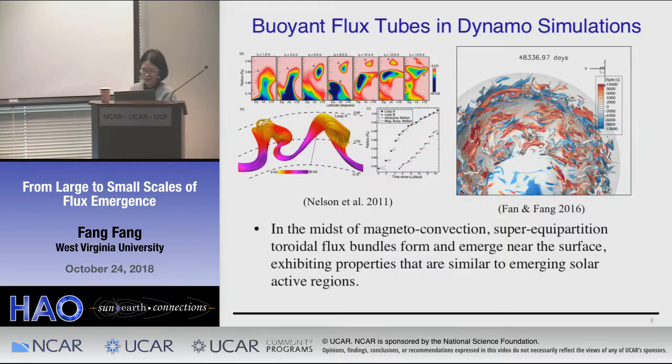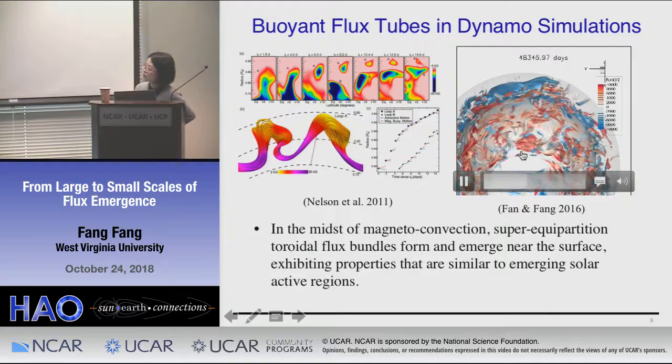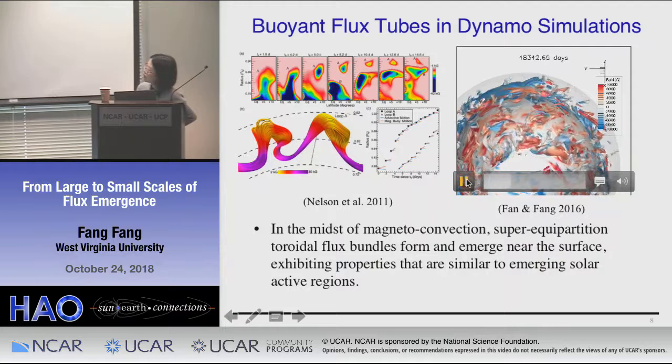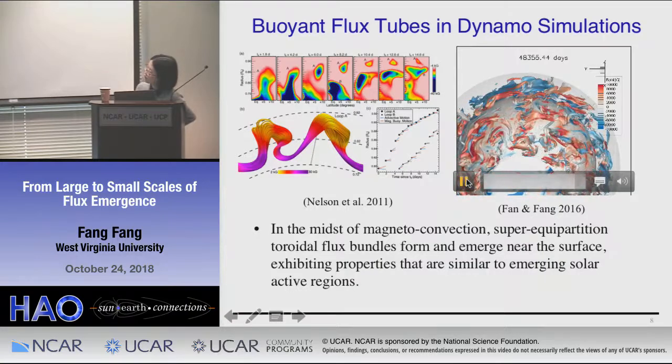Besides that, there have also been reports of coherent flux tubes forming self-consistently in dynamo simulations. On the left is a picture showing a simulation by Nelson with the ASH code, where they formed this coherent rise in the midst of magnetic convection. And on the right side is a simulation by the FCM code, where you see the formation of flux sheets near the bottom and near the top of the simulation domain.